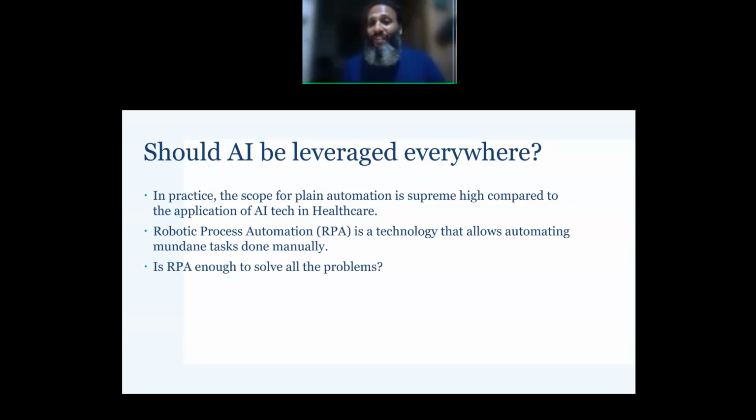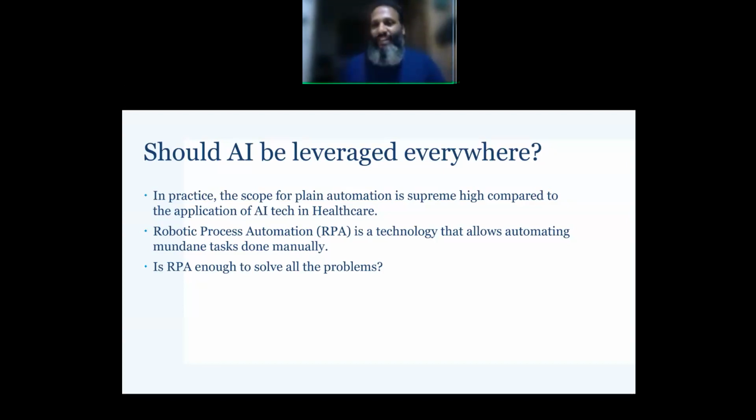Is RPA enough to solve all the problems? Probably the majority of the problems, the majority of the repetitive process-based problems, the majority of the cases where humans do repetitive tasks, there RPA is the way to go.